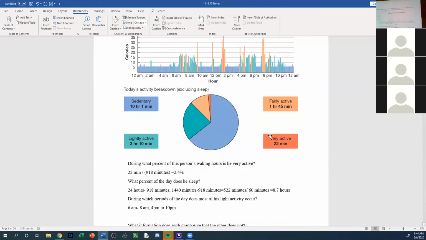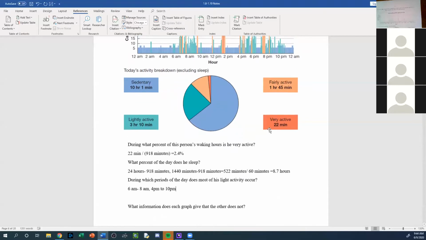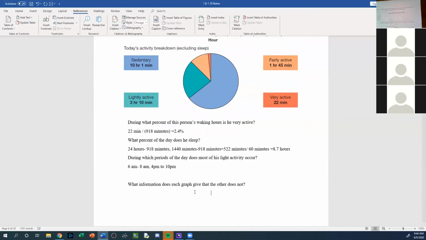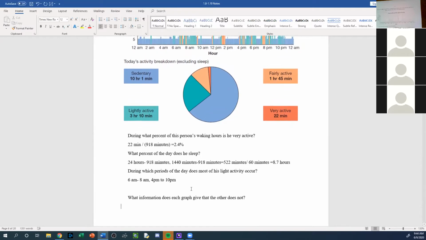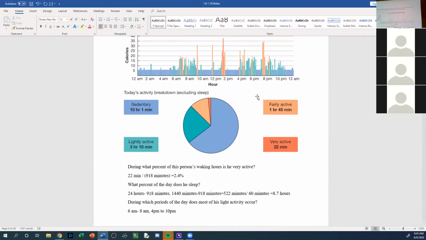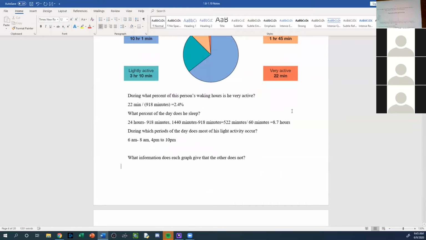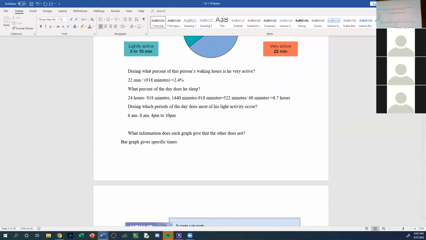Does anybody have any questions on that one? And I guess I kind of skipped ahead and answered the last question as well. So the last question says, what information does each graph give that the other does not? So I would say that this bar graph is better at specific times. So the bar graph gives specific times, whereas the pie graph shows averages, or I guess it compares parts to the whole.